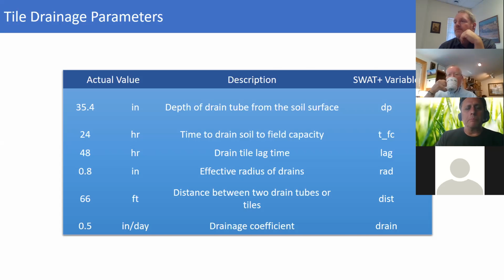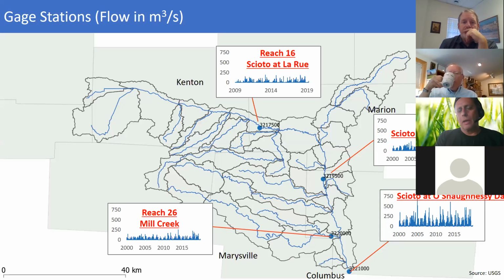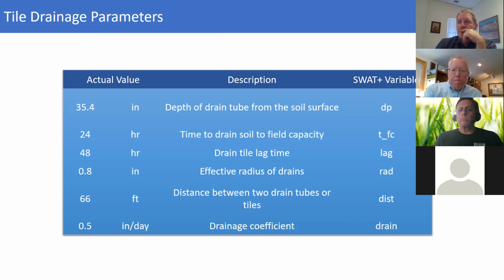Okay. So next, could I ask a question before we move on? Sure. I apologize, but what is the effective radius of drains? What is the definition for that? Because 0.8 inches seems small. Right, and we understand that it may be small. It's the radius of the drain pipe. So, for example, we typically think of a 2-inch pipe. That would be the diameter.